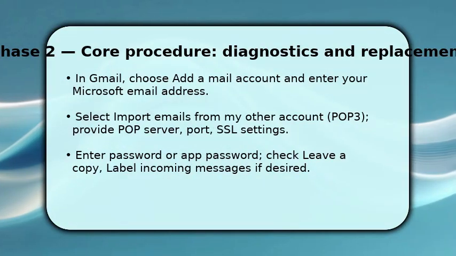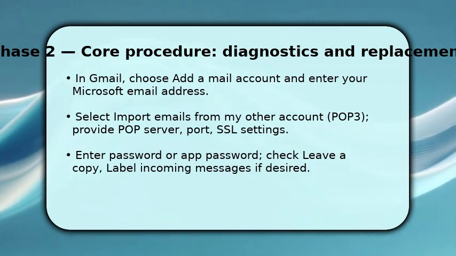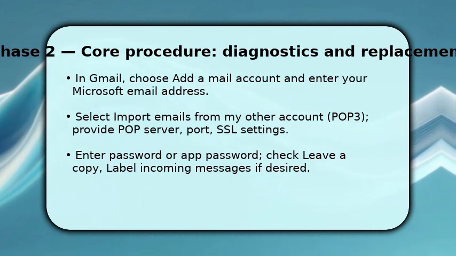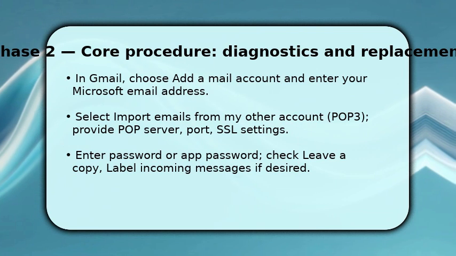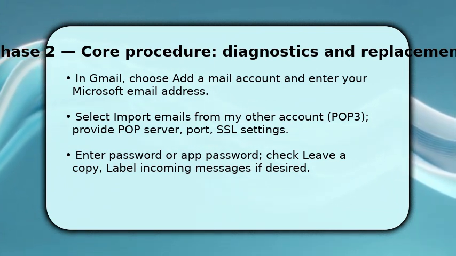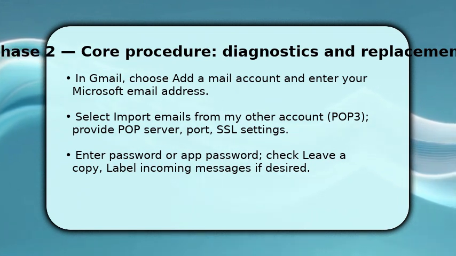You'll now add the Microsoft mailbox. In Gmail's Add a Mail account dialog, enter the Microsoft email address and choose Import emails using POP3. Then supply the POP server details: outlook.office365.com, port 995 with SSL. Enter your account password or an app password if 2FA is enforced.